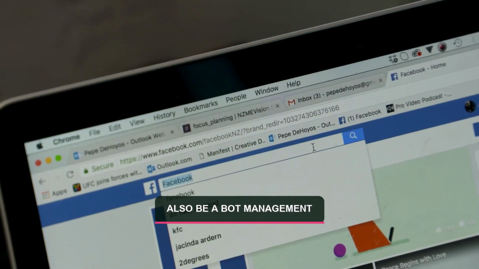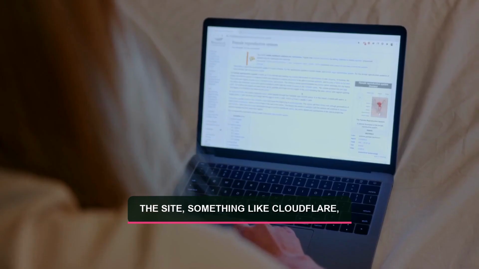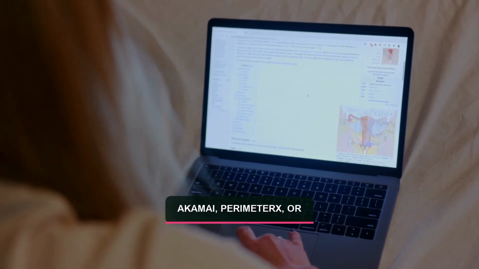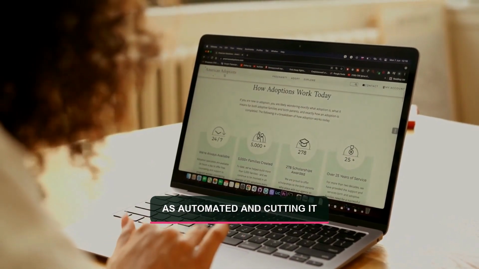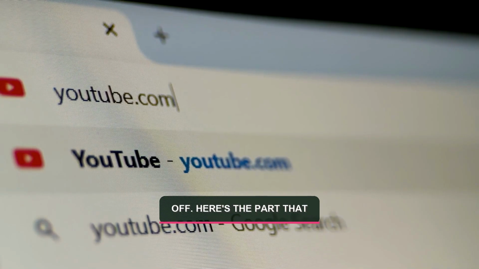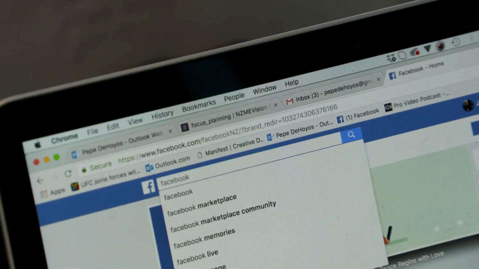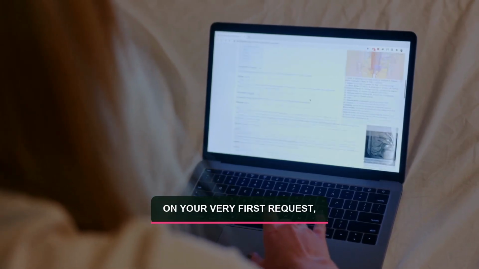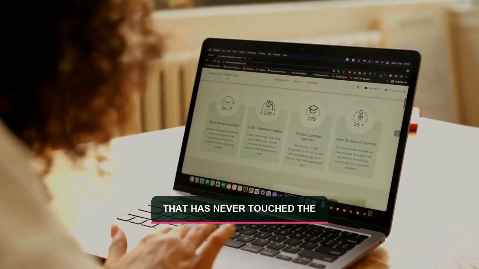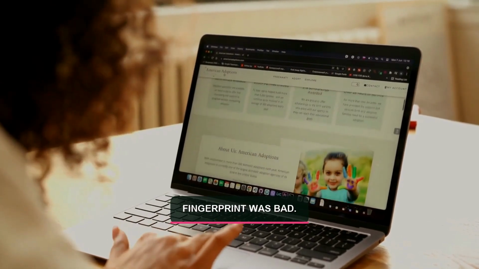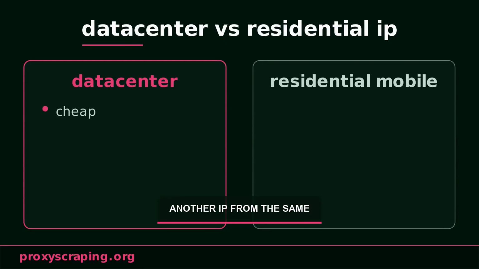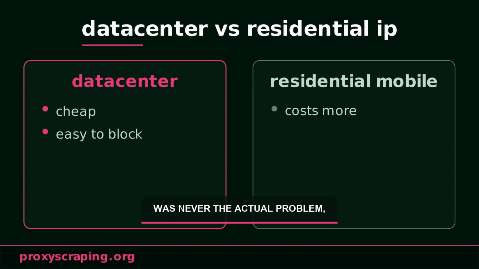It could also be a bot management vendor sitting in front of the site, something like Cloudflare, Akamai, PerimeterX, or Datadome, scoring the whole session as automated and cutting it off. Here's the part that trips people up. A 403 is often not about volume at all. You can get a 403 on your very first request from a brand new IP that has never touched the site before, purely because the fingerprint was bad. So if you rotate to another IP from the same subnet or the same proxy type, you'll usually just get another 403, because the address was never the actual problem, the request signature was.